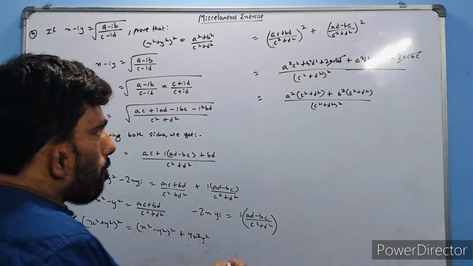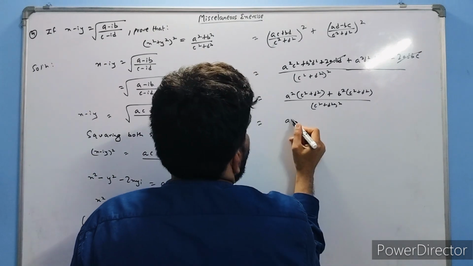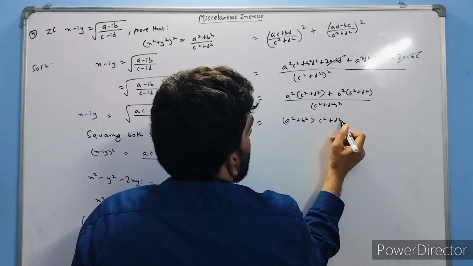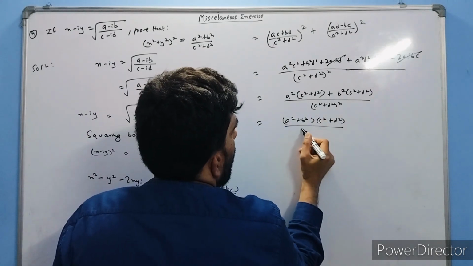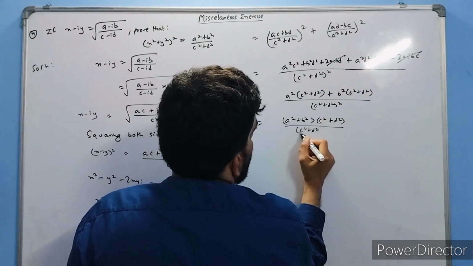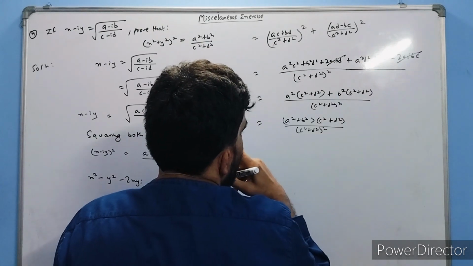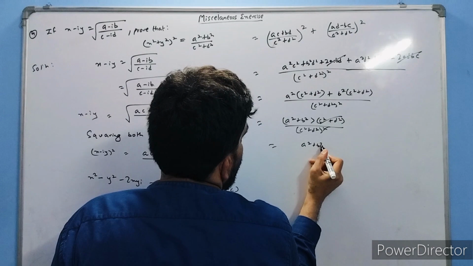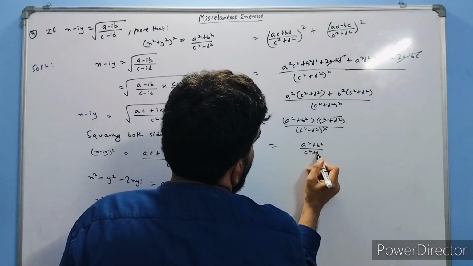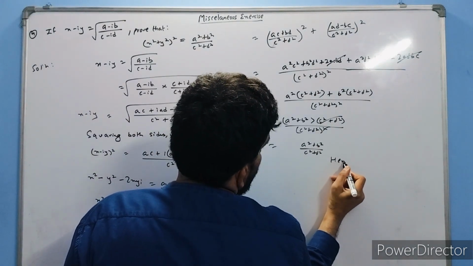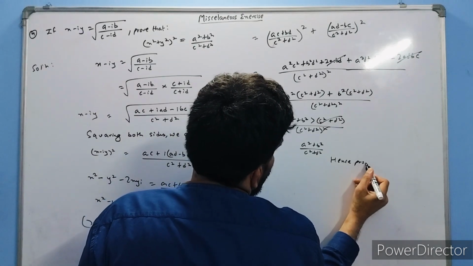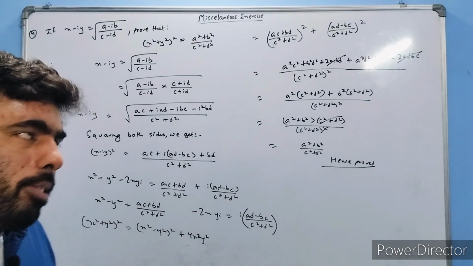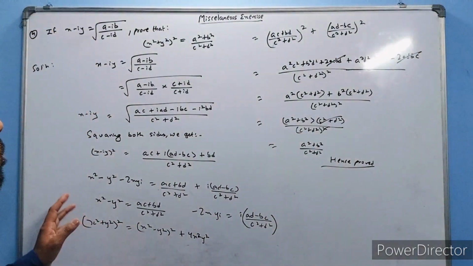Okay, so now we'll take A square plus B square, because we will take C square plus D square as common, upon C square plus D square whole square. Okay, so if I reduce this, I got A square plus B square upon C square plus D square, hence proved. I hope it's clear to everyone. So that is how we are able to prove this.